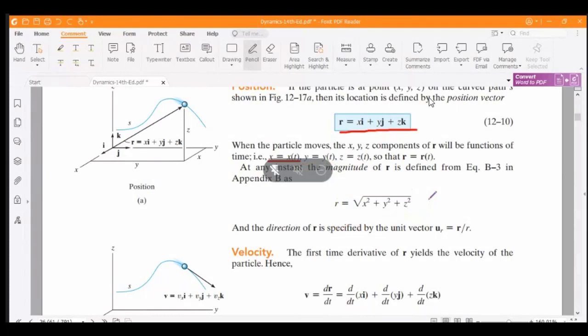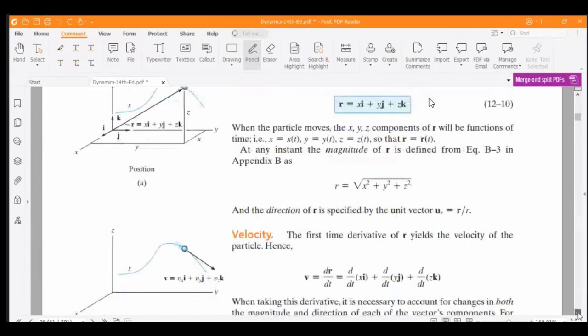And the direction is u_r equals r by r. If you divide this r with this r, you get the direction only: the unit vectors i, j, and k, because we have already divided by the magnitude r. Those things you have already seen in HSC or SSC, but anyway, you have seen, right?